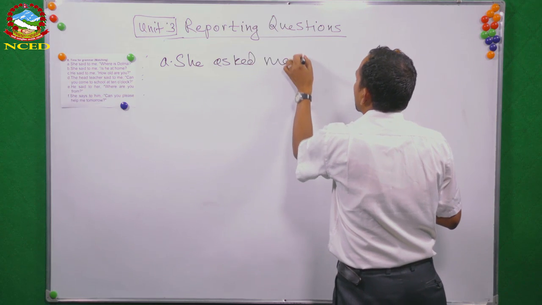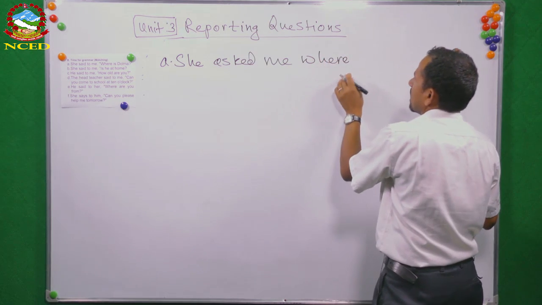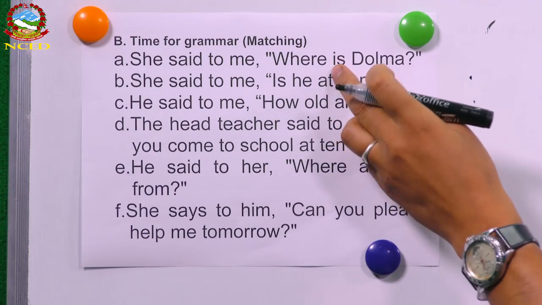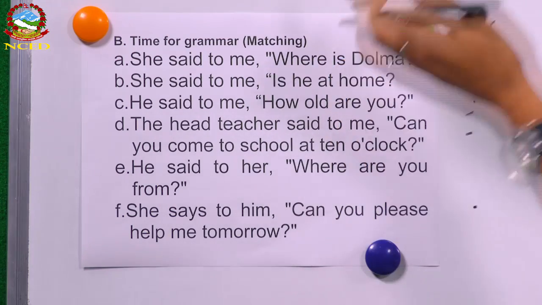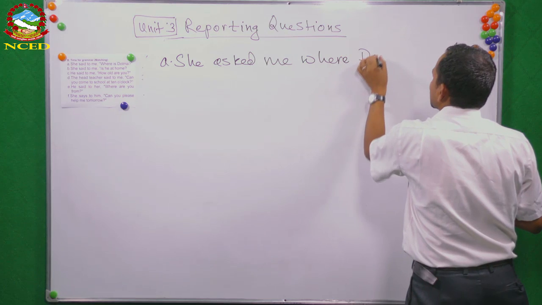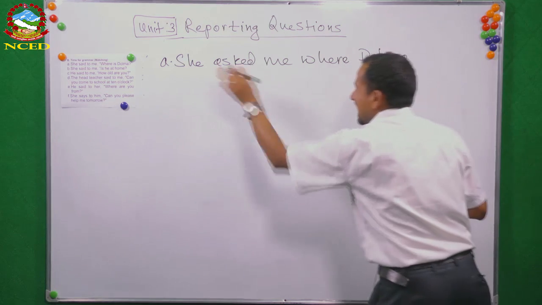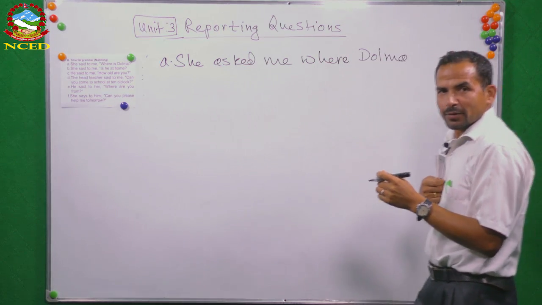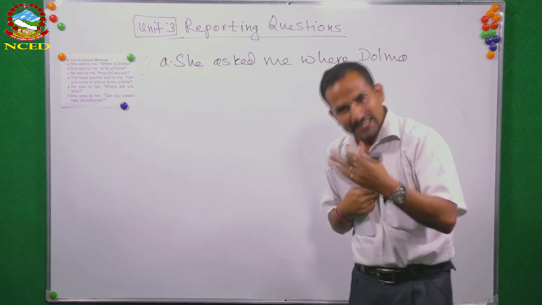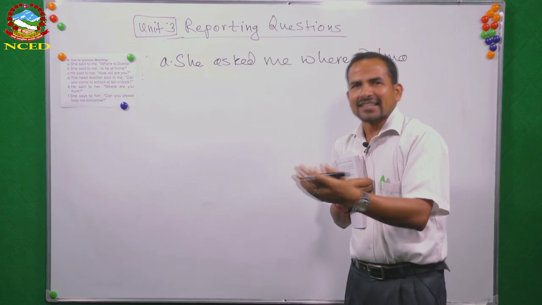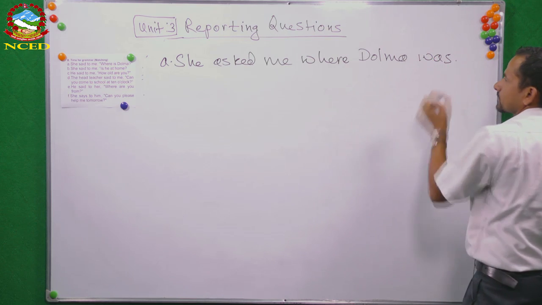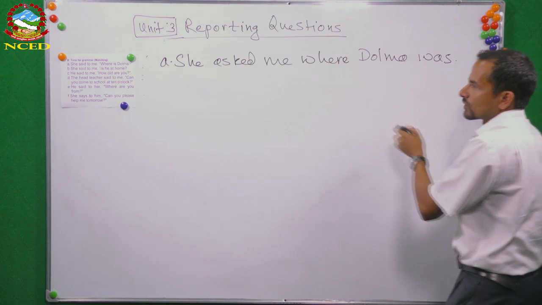She asked me where. Now it's in question form, where is Dolma? If you change the place of the verb, then it can be changed into the statement-like form: where, and then we write the subject first, and the verb is there, is. Do you remember how we change the tense while we change into reported speech? We change present tense into past, means is changed into was, right? Where Dolma was. She asked me where Dolma was.